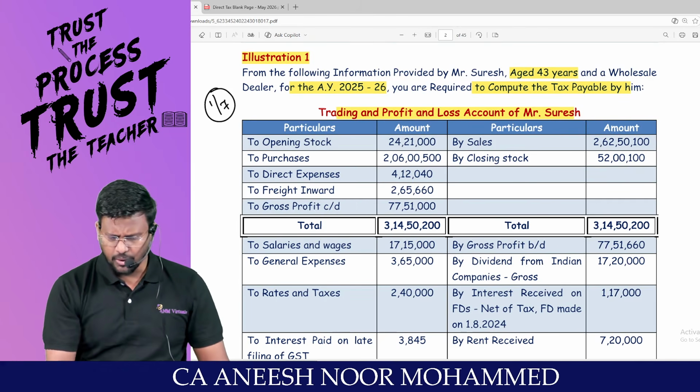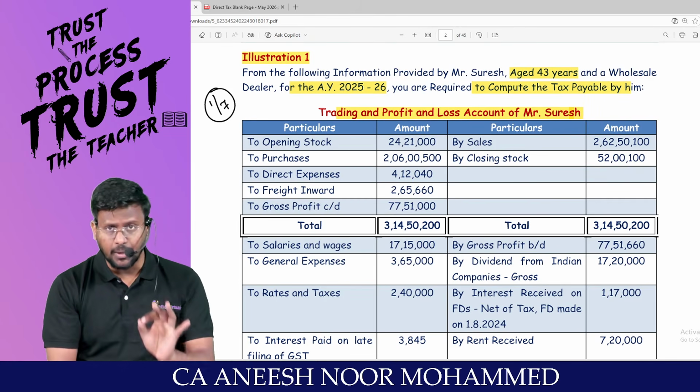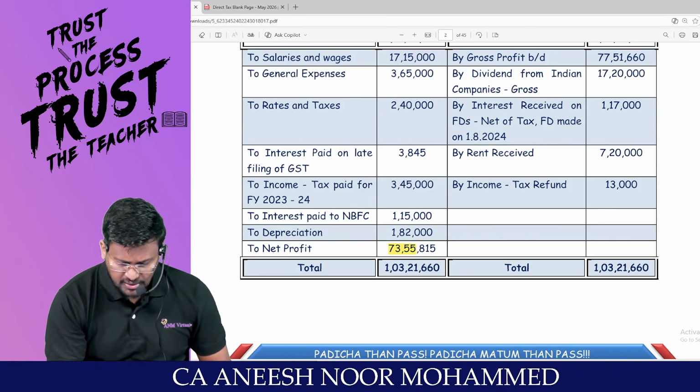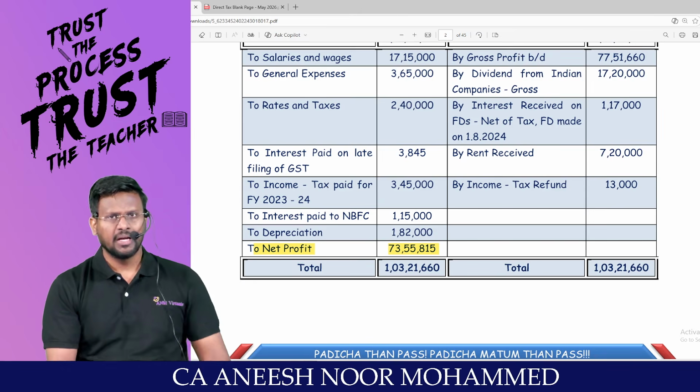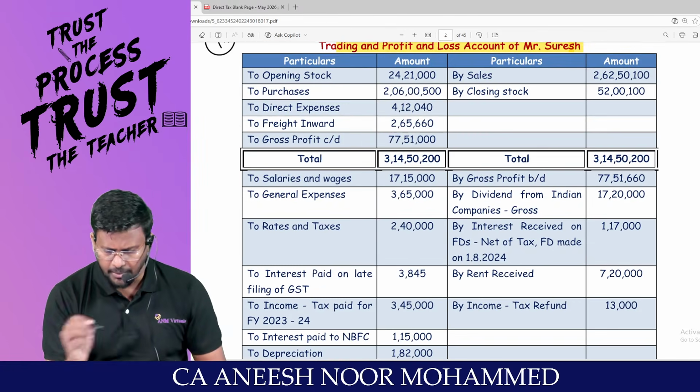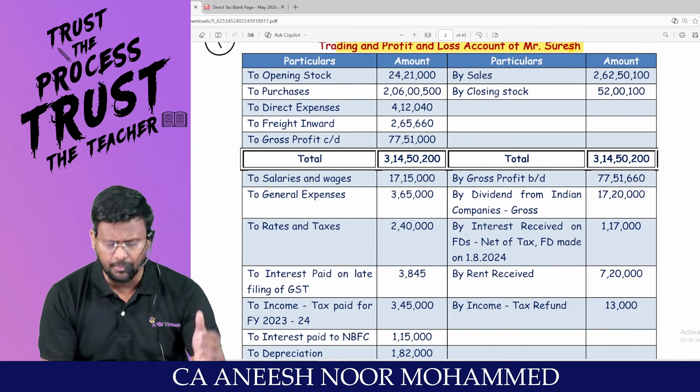My dear lovable students, always if the P&L account is given, the game is very easy. Because the starting point is we have to start with the net profit. This net profit will be having impurities. What are the impurities? You just check the credit side of the P&L account.